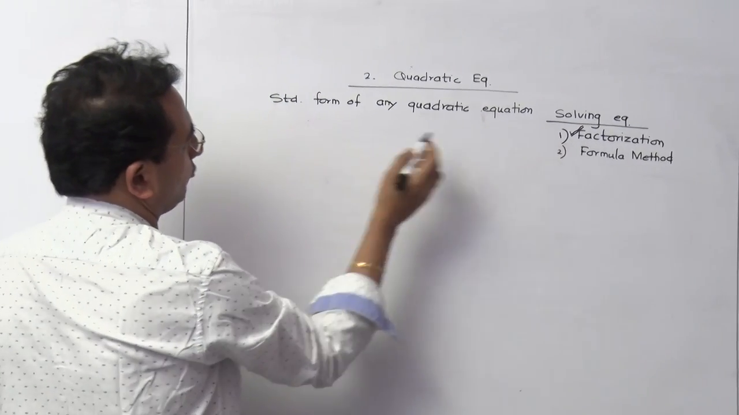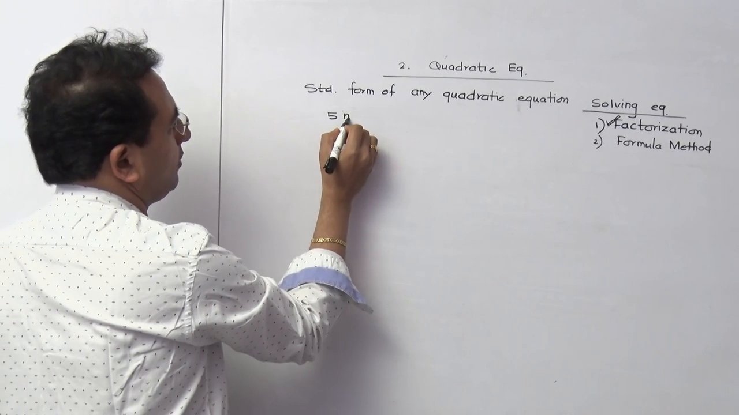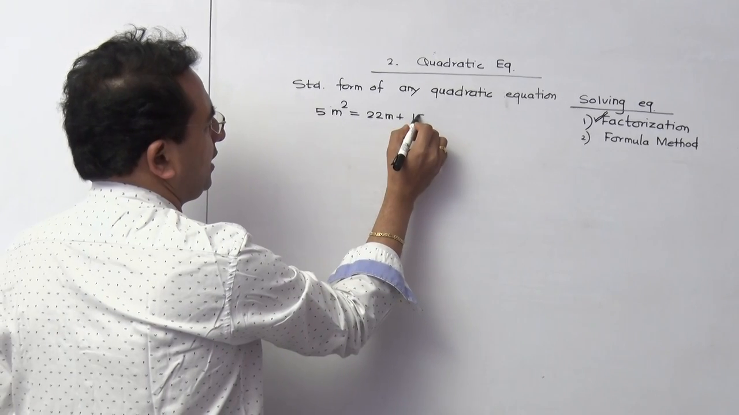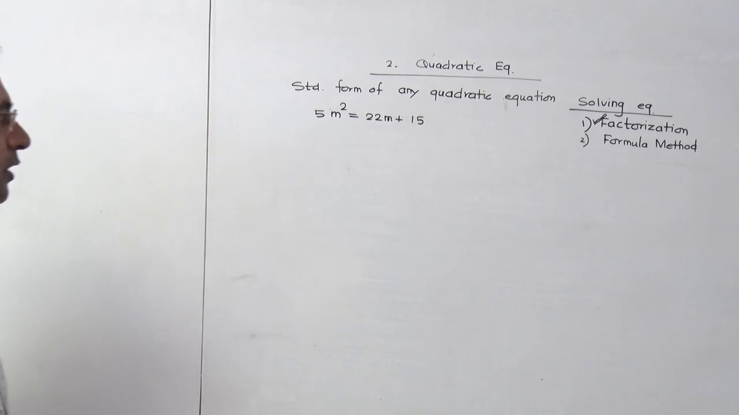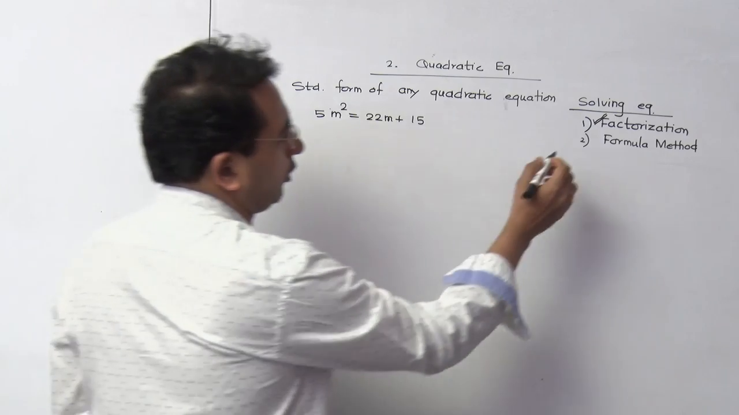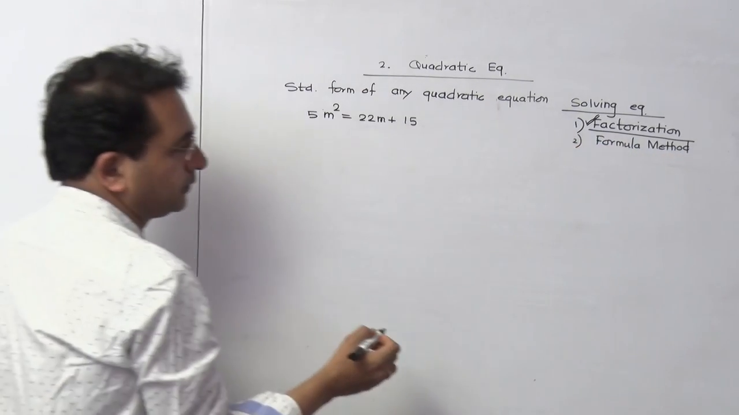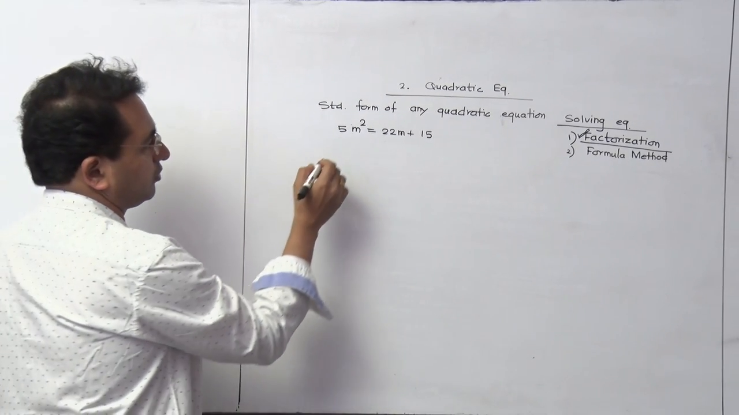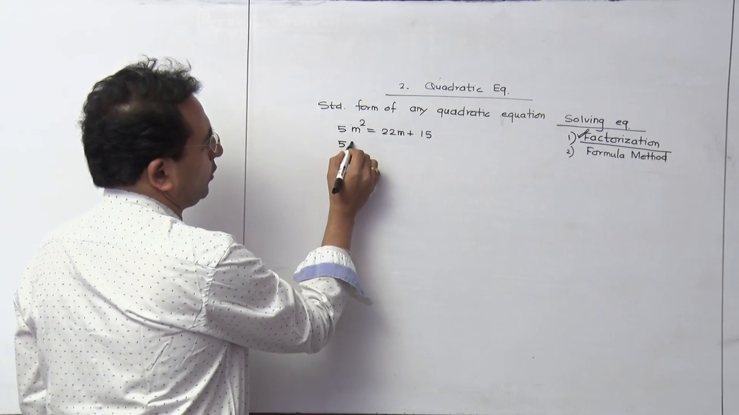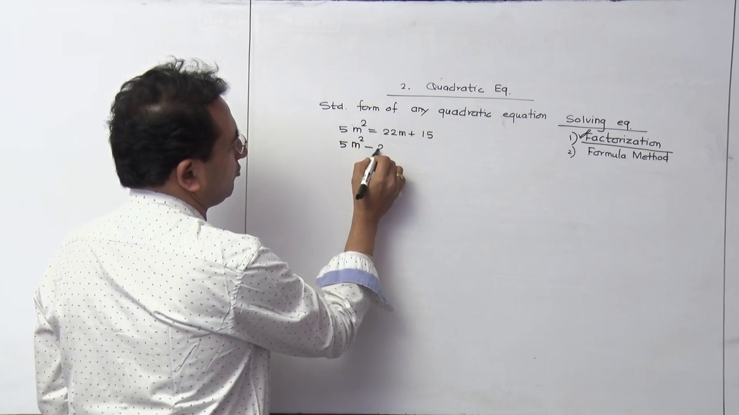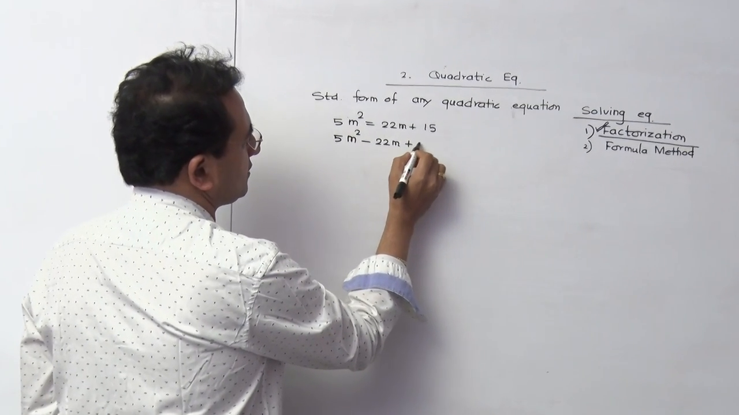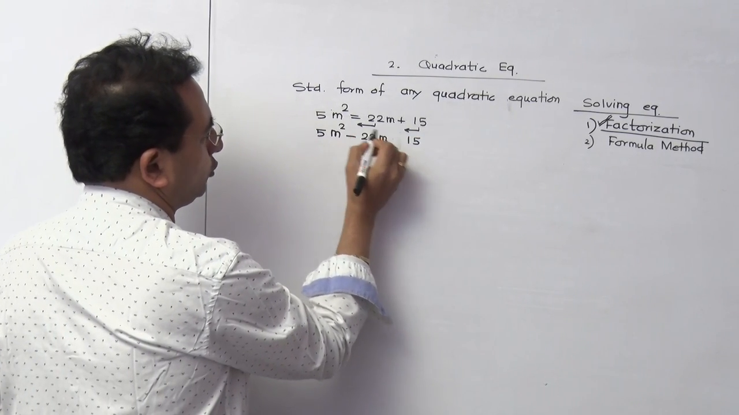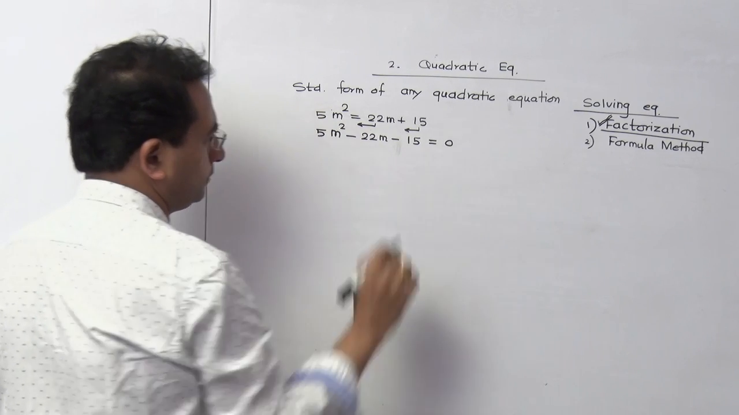Solve the following equation by factorization method, that is 5m square is equal to 22m plus 15. That is the question given to you. See, if you want to solve it by factorization method, then you have to solve the equation by making it standard form first. That means we have to write 5m square minus 22m plus 15, sorry, it is going to become minus 15 is equal to 0.